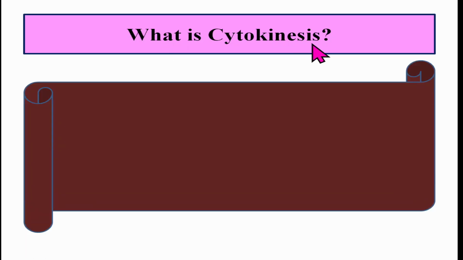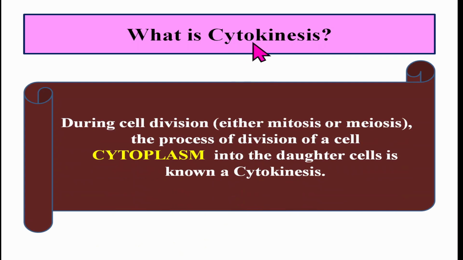Okay, now let me tell you what is cytokinesis. Okay, now see, cyto means what? Cyto means cytoplasm, and again kinesis means division. So it will be what? So again during cell division, either mitosis or meiosis, the process of division of a cell cytoplasm into the daughter cells is known as cytokinesis.